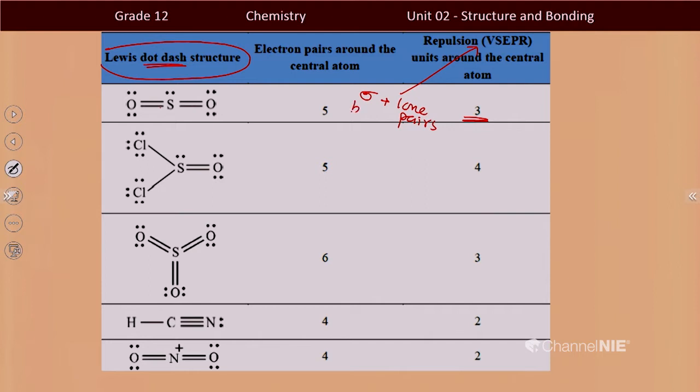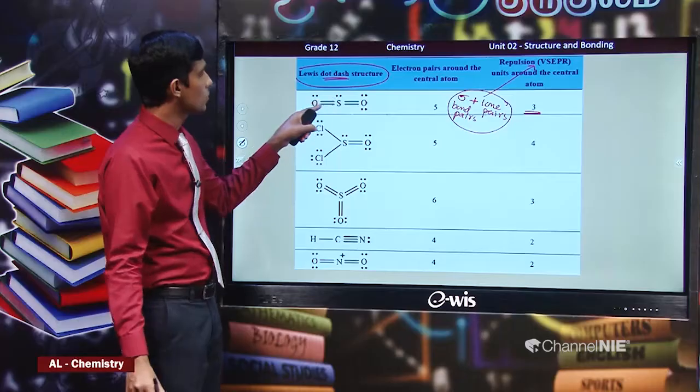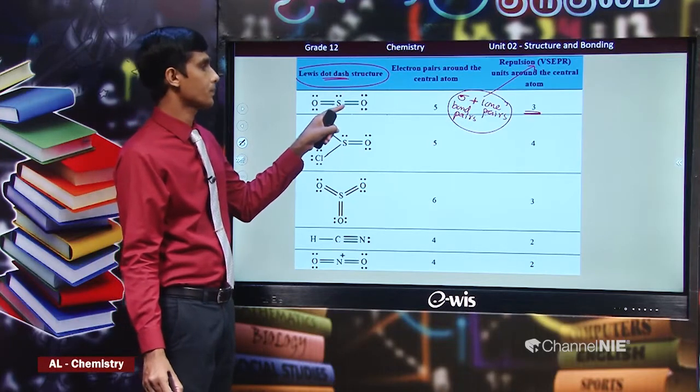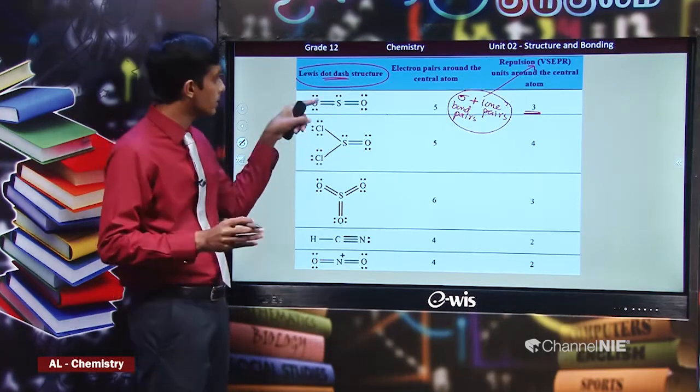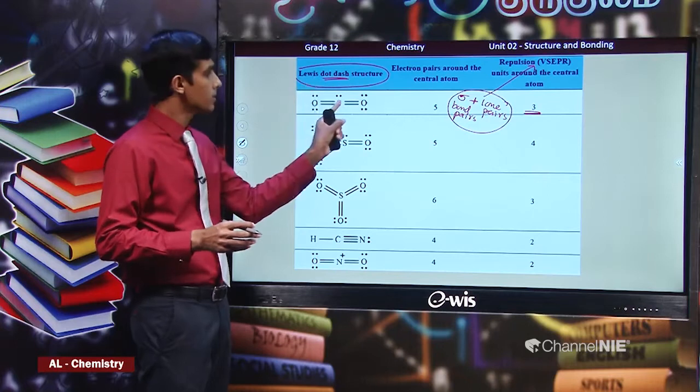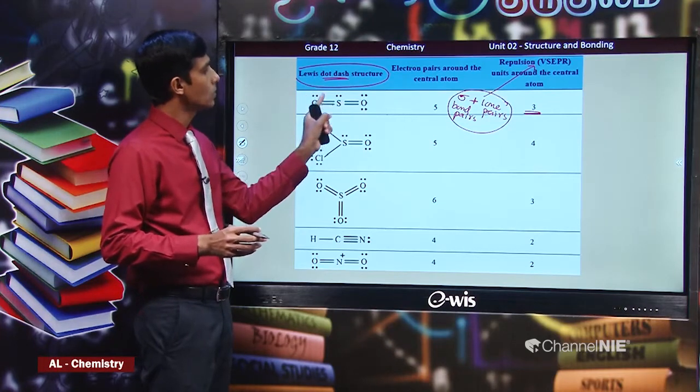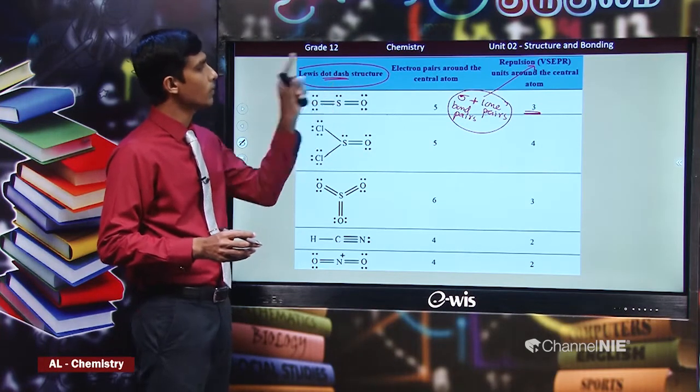Sigma bond pairs plus lone pairs. That is what is known as the number of VSEPR pairs or repulsive units. So, here you can see 2 sigma bonds and 1 lone pair. In other words, you can consider this double bond as 1 unit, this double bond as 1 unit. So, 2 repulsive units and 1 lone pair, another unit.